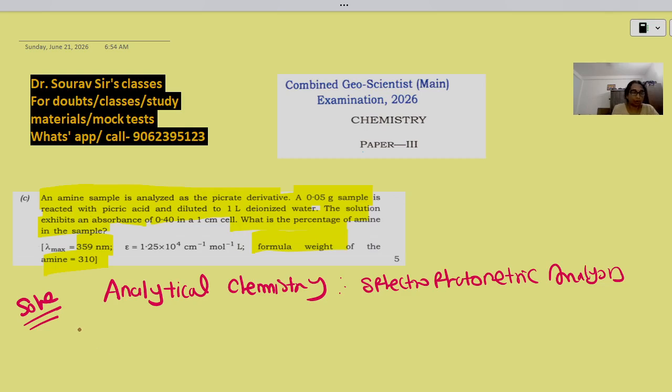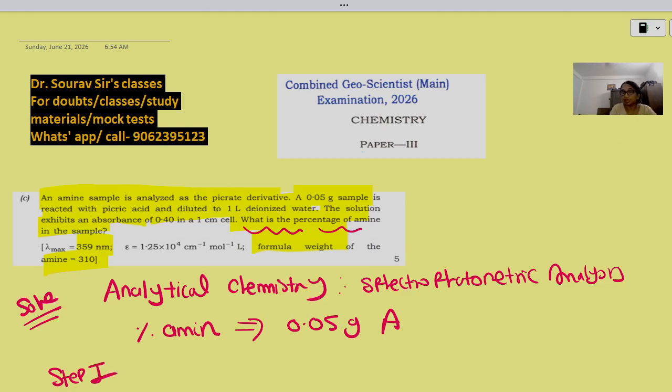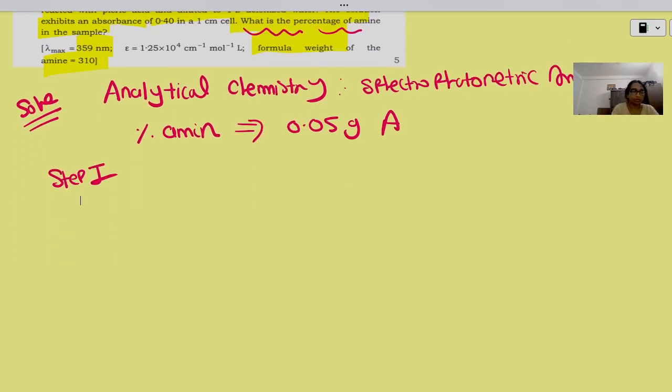Now the problem is to calculate the percentage of amine in the sample. The sample weight is given, 0.05 gram. For calculating, we follow some steps. According to step number 1, first we will calculate the concentration in moles per liter.